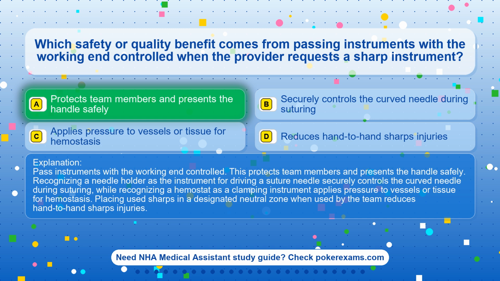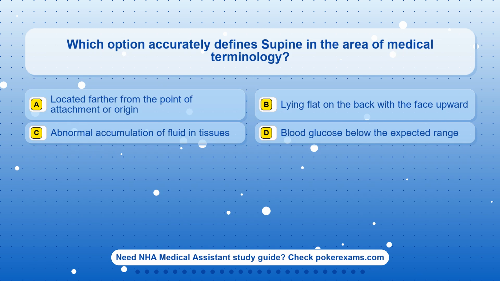Question 7. Which option accurately defines supine in the area of medical terminology? Option A. Located farther from the point of attachment or origin. Option B. Lying flat on the back with the face upward. Option C. Abnormal accumulation of fluid in tissues. Option D. A blood glucose below the expected range.